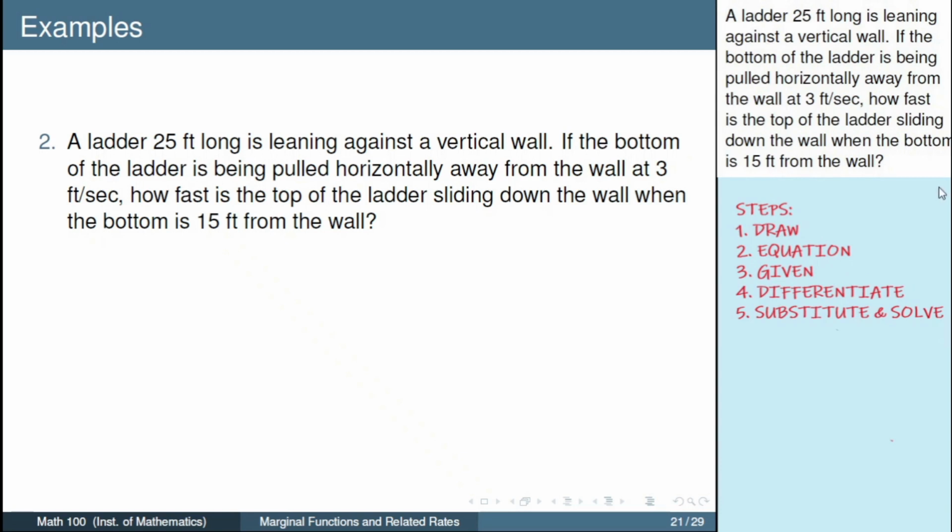For number 2, we have a ladder 25 feet long leaning against a vertical wall. If the bottom of the ladder is being pulled horizontally away from the wall at 3 feet per second, how fast is the top of the ladder sliding down the wall when the bottom is 15 feet from the wall? Okay, so analyze nyo muna yung problem.